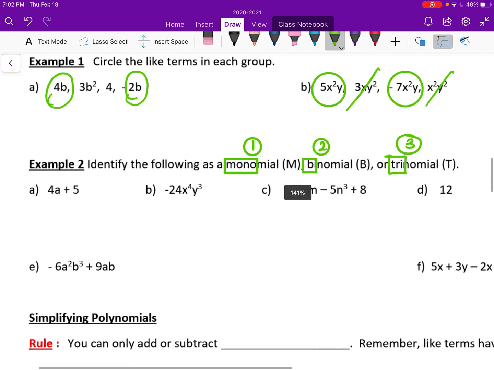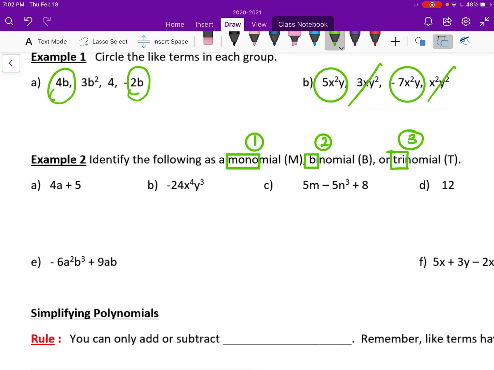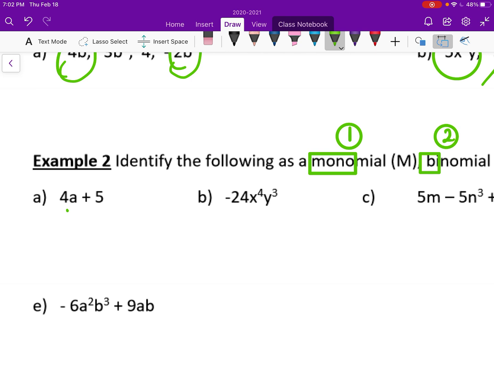So monomials are ones that have only one term. How many terms are here? 1, 2. So this is a binomial. So I'm going to go back in here and I'm going to say, all right, this is a binomial. I'm just going to circle it with a B.